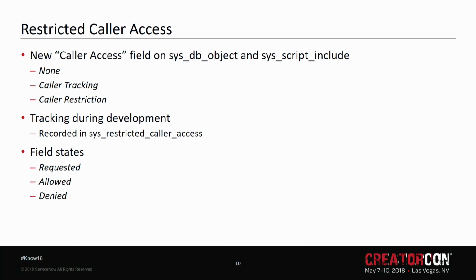And then those privilege records, the application administrator of the target application can decide whether to allow or to restrict. This way, you can limit what applications can access other applications' tables and script includes. So you don't have to give access to everything. You can give access to just specific applications.